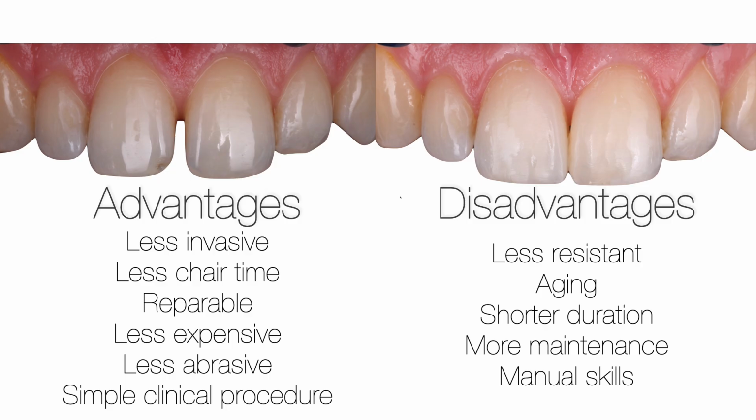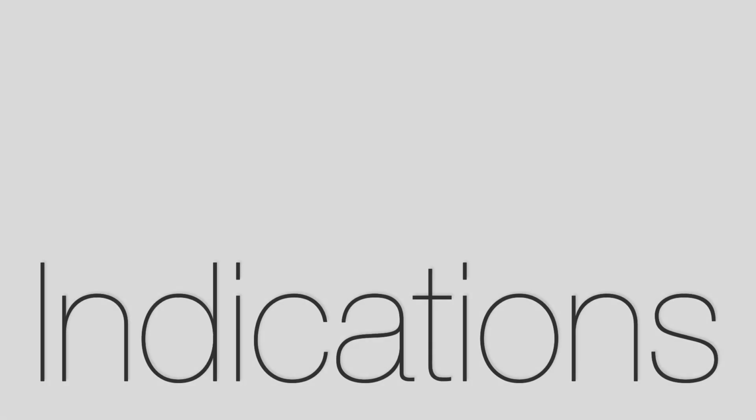What are basically the disadvantages? It is less resistant. It has aging, which is the worst part of the composite. So the duration is a little bit short. It needs more maintenance, and it needs manual skills, which is the most important part, that we have to know how to use it so that we have the outcome that we need.